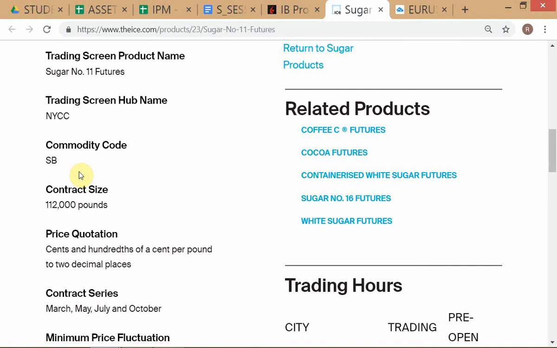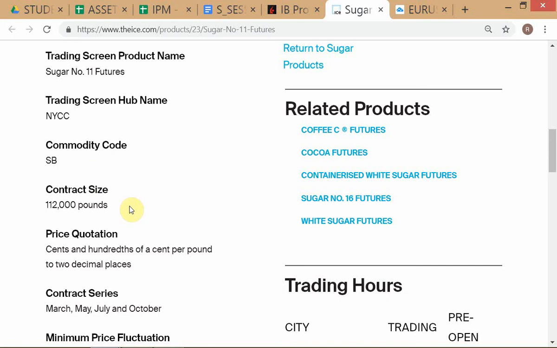I remembered this because of my familiarity with the contract, and this tells you the contract size. Once again, contract size reminds you of a concept which we have studied very recently: lot size, correct? So contract size is lot size. If you are trading this SB contract on the ICE, you'll notice that the CME Group has a cash settled version of this contract, against which you can't deliver. But there also you'll notice that the contract size is the same, to improve liquidity in that contract, to make it comparable to the other contract. So 112,000 pounds of sugar. Every time you trade, this is your lot size.